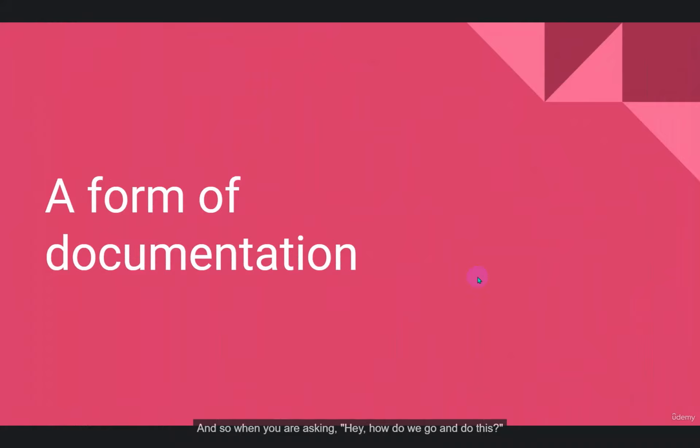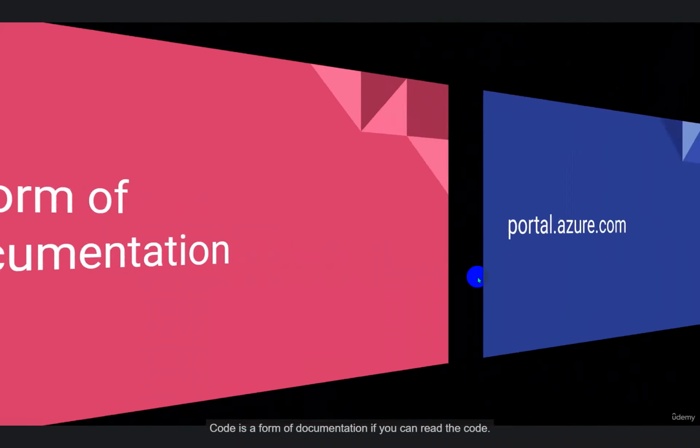And so when you are asking, hey, how do we go and do this? Looking at the way that the script does it is probably the most up-to-date answer to that question. If you have scripts that you use on a regular basis or your team uses on a regular basis, then you don't need to write a flowery language. You don't need to have Microsoft Word files that are describing your process. You can see the process. You can see the variables. You can see the order of operations. Code is a form of documentation if you can read the code.